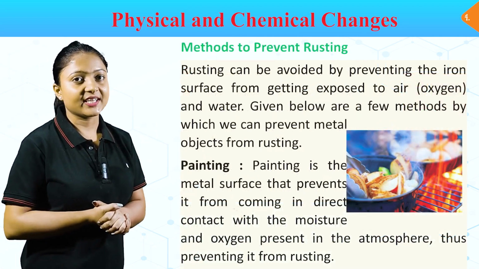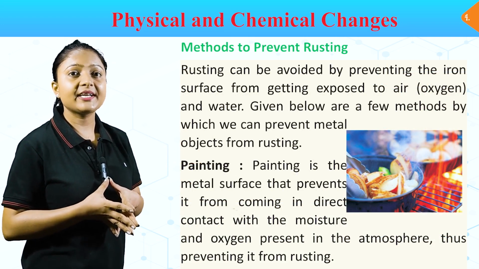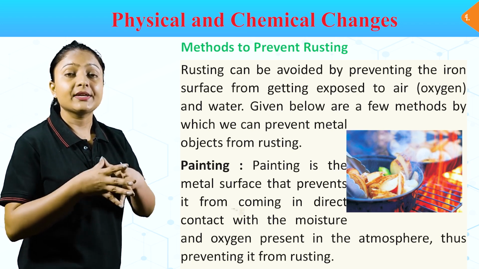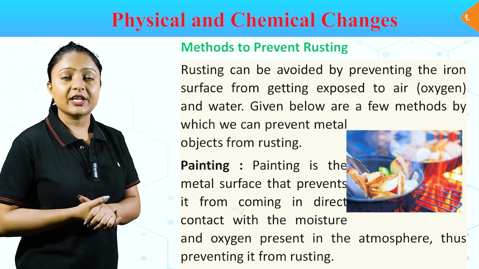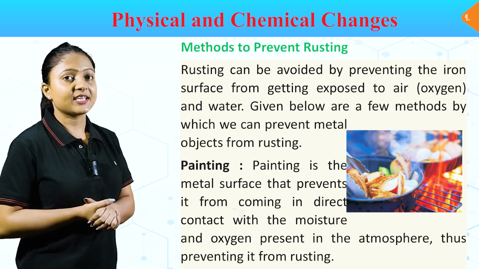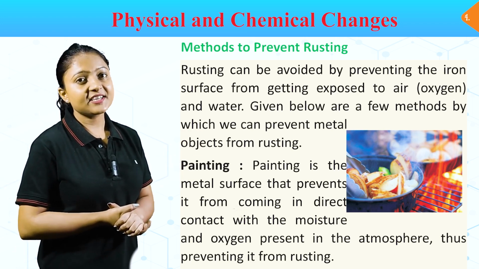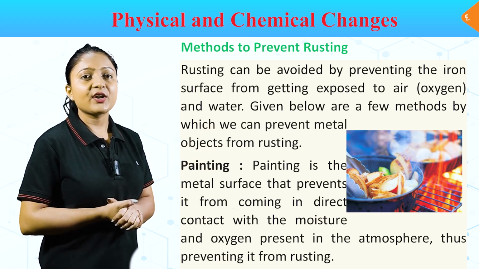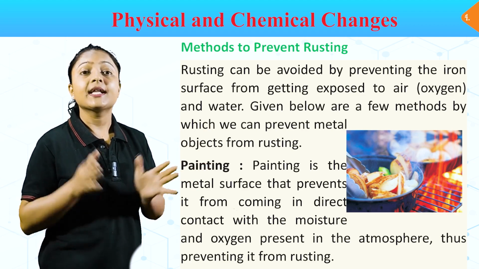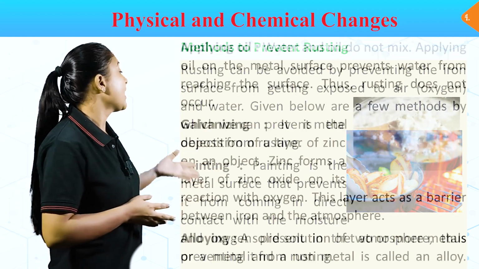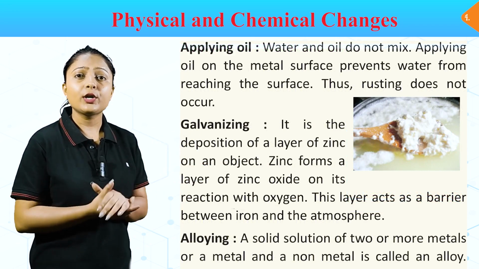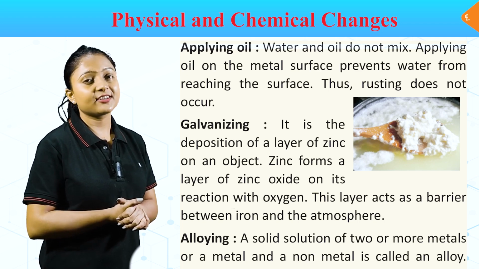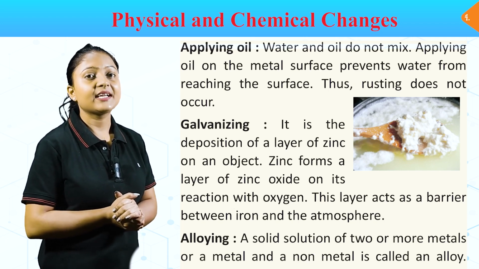Methods to prevent rusting. Rusting can be avoided by preventing the iron surface from getting exposed to air, oxygen and water. Given below are a few methods by which we can prevent metal objects from rusting. Painting. Painting the metal surface prevents it from coming in direct contact with the moisture and oxygen present in the atmosphere, thus preventing it from rusting. Applying oil. Water and oil do not mix. Applying oil on the metal surface prevents water from reaching the surface, thus rusting does not occur.